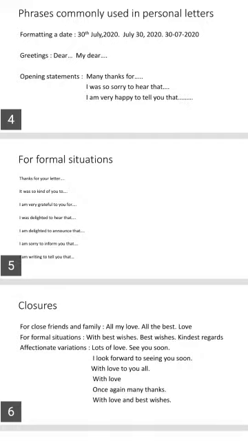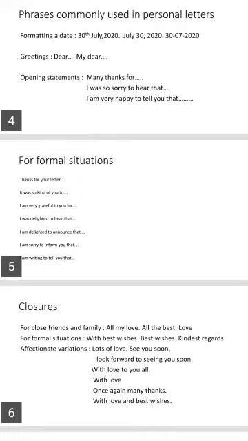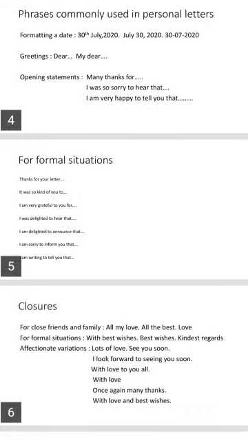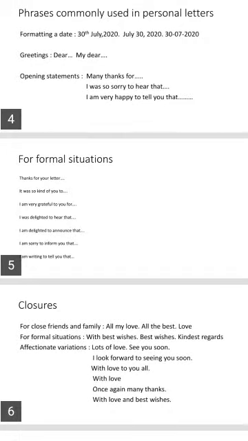Next, it was so kind of you to write, or to invite, or to send. It was so kind of you to write this letter. It was so kind of you to invite me to the function. It was so kind of you to send me the information. I am very grateful to you for letting me know the information. I am very grateful to you for offering the opportunity. I am very grateful to you for writing this letter.